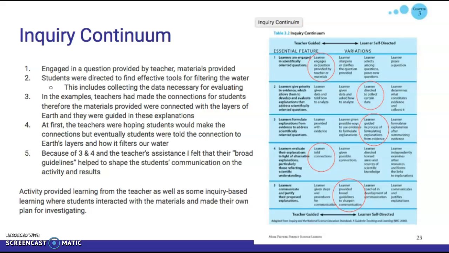So I felt that it had some learning from the teacher as well as some inquiry-based learning where the students were able to make their own choices and go through the materials and interact in the investigation on their own.